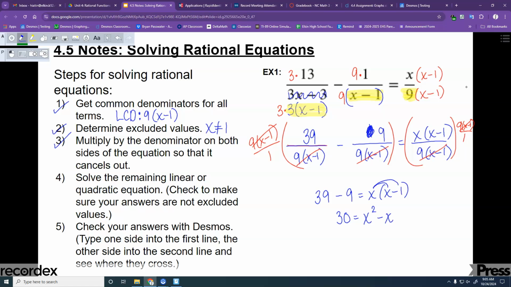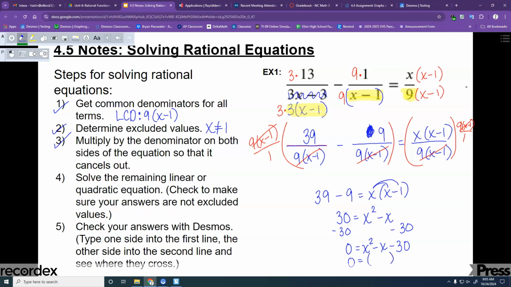Okay. This is quadratic because it has the x squared. To solve a quadratic, you need to move everything to one side and either factor or do the quadratic formula. In this case, I think it will factor. So we'd subtract that 30. We'll have x squared minus x minus 30. We did this earlier.